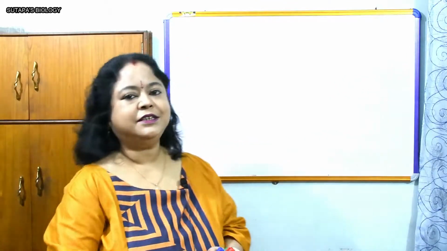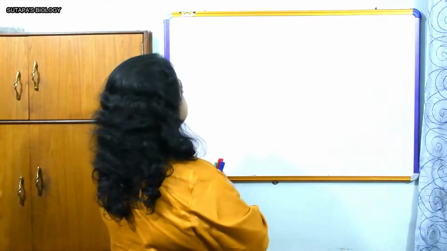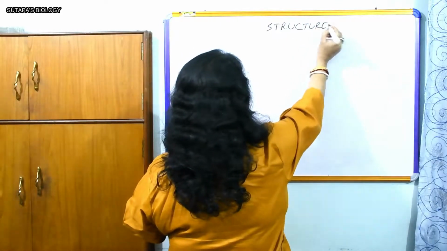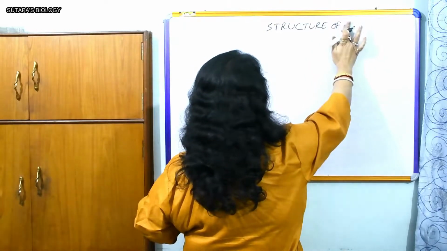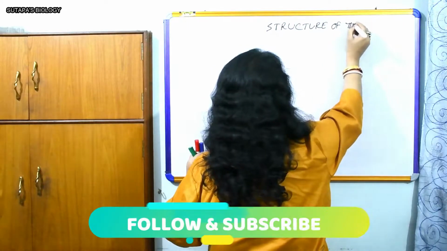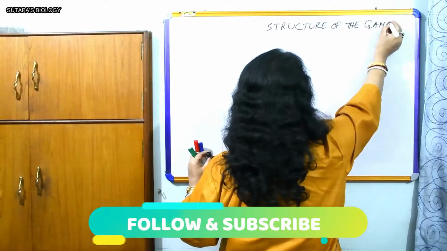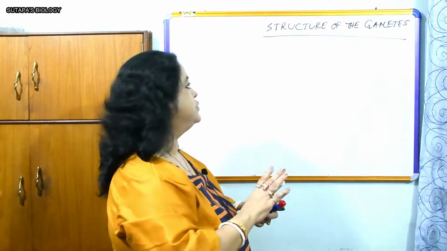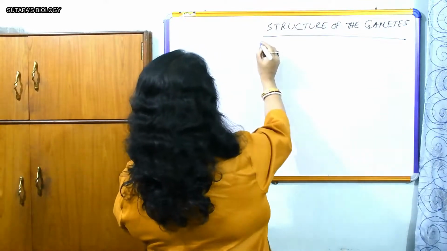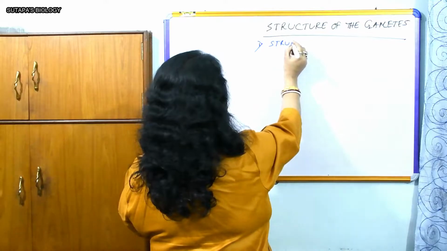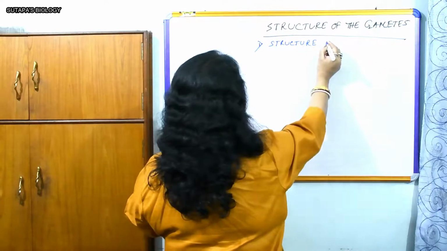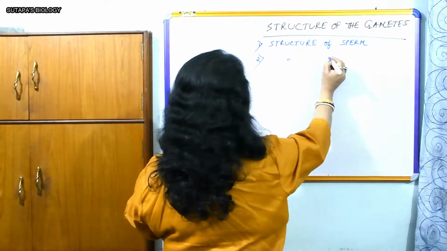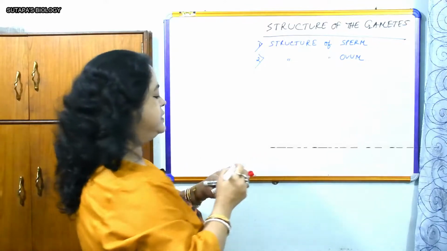So let's start today. That's the structure of the gametes. Structure of the gametes firstly has two divisions: number one, structure of sperm, and number two, structure of ovum. So firstly I am starting the structure of sperm.